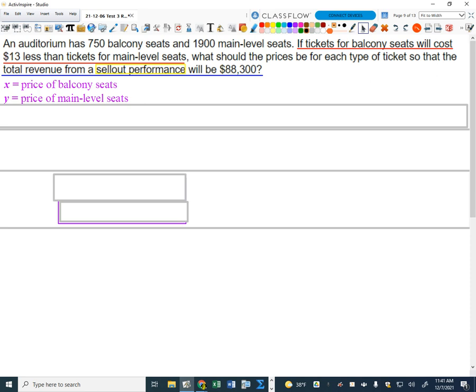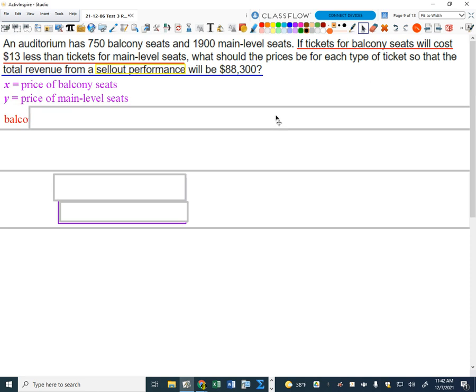Well, here's one part of it. If the tickets for the balcony seats will cost $13 less than tickets for main level seats, that's important information, right? See if you can always rephrase that using the word is or are or was or something like that, because then that turns into an equal sign, right? So couldn't we say something like balcony ticket price is 13 less than main level ticket price, right? And what's that turn into then?